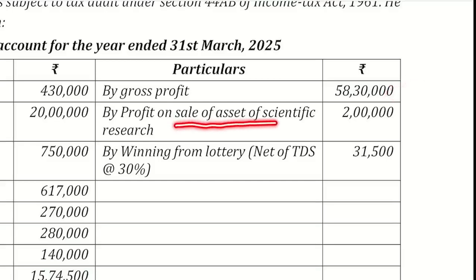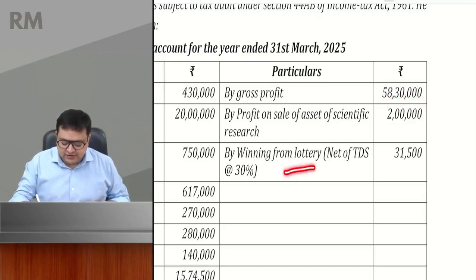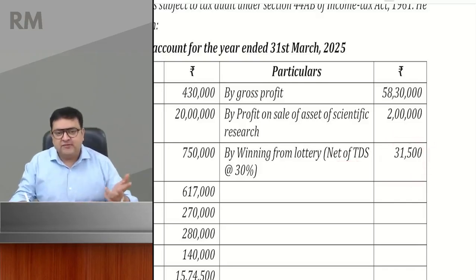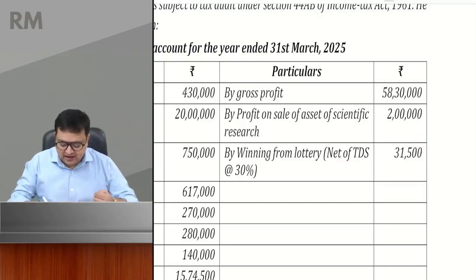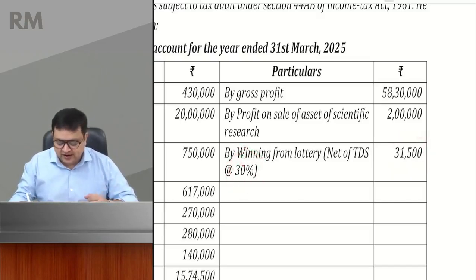Profit on sale of asset of scientific research, 2 lakh. Let us see whether it is PGBP or something else. And winnings from lottery, net of TDS at 30%. Obviously, it is not PGBP. I'll delete 31,500 from PGBP and take it to my IFOS. But while taking it in IFOS, I'll take the gross amount. So this is after 30% TDS, that is 70%, so you can easily calculate the gross amount that we will take in IFOS. I believe there is no issue still here.